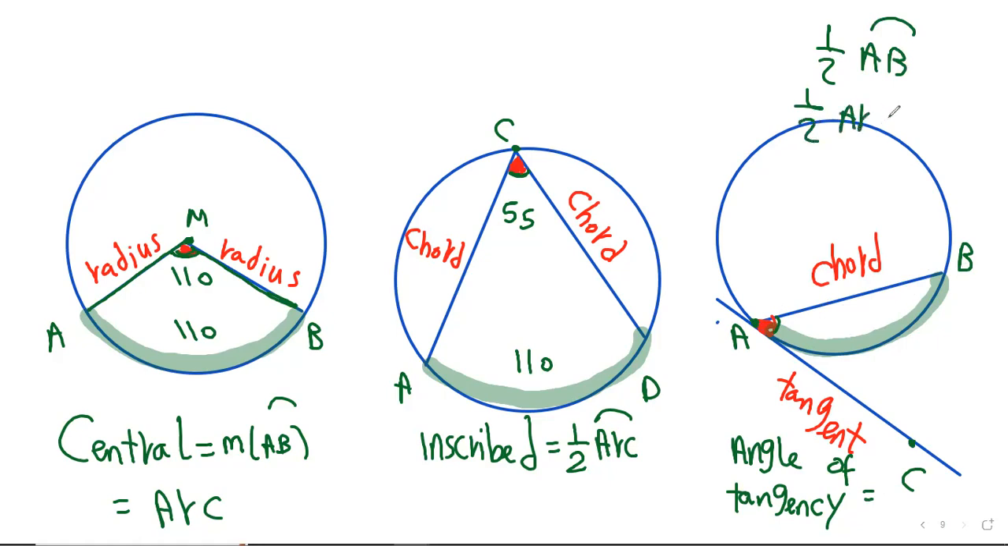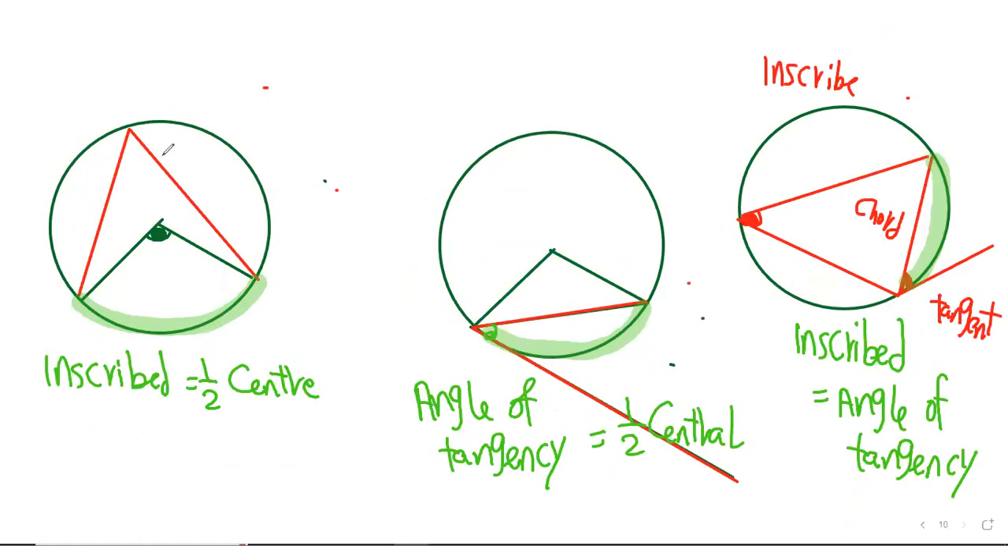Half the arc. So if this arc is 110, this angle is going to be 55, half the opposite arc. If we look at this angle, we will find the inscribed angle here and the central angle, both of them are subtended by the same arc. So the measure of the inscribed angle is half the measure of the central angle. So if the central angle is 120, the inscribed angle is equal to 60 directly, because the inscribed angle and the central angle are subtended by the same arc.